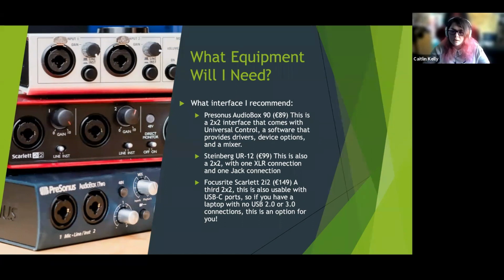The Steinberg UR12. This is a little bit more expensive, but it works just as well. So if the Audio Box isn't available, or you're just wanting to get a slightly shinier box, the Steinberg is very good. And then the Focusrite Scarlett 2i2. This is one of the boxes that is used by one of the members of the orchestra. Again, it's a very good one, but it is a bit more expensive. However, if you're working with one of the newer MacBooks, it does have a USB-C connection. So if there's no 2.0 or 3.0 connections, this is an option for you.